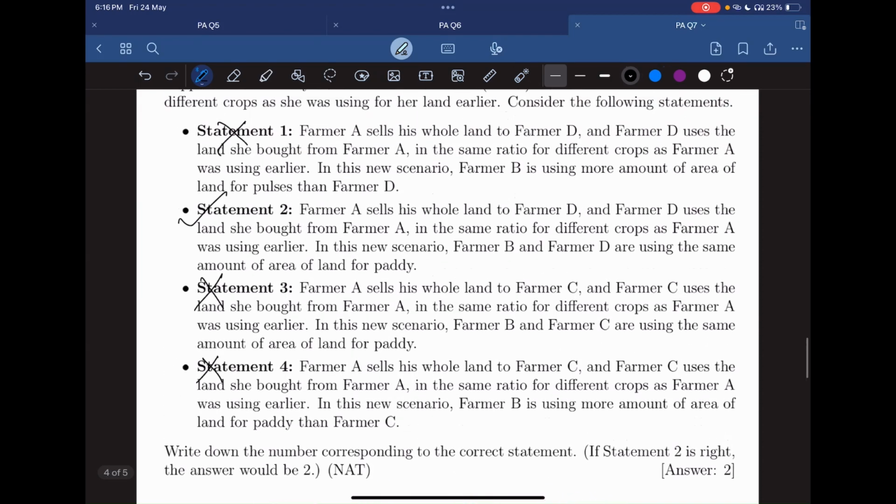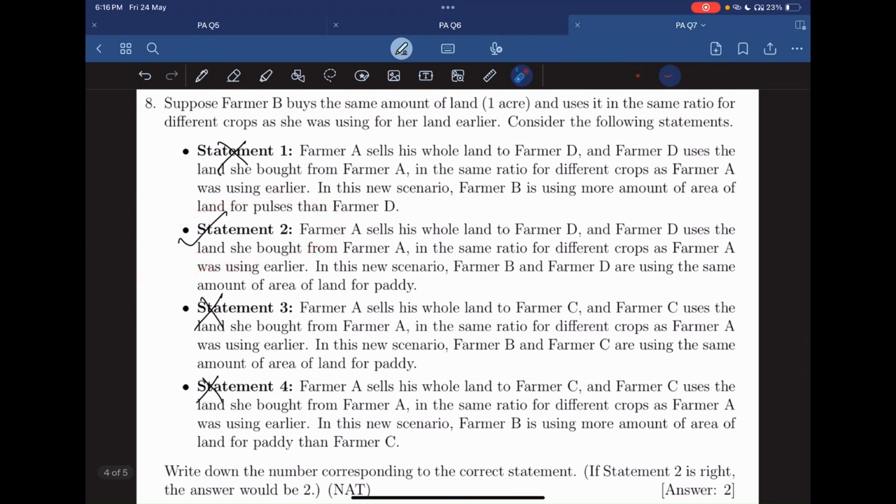So the correct statement would be statement 2. So that is our answer.